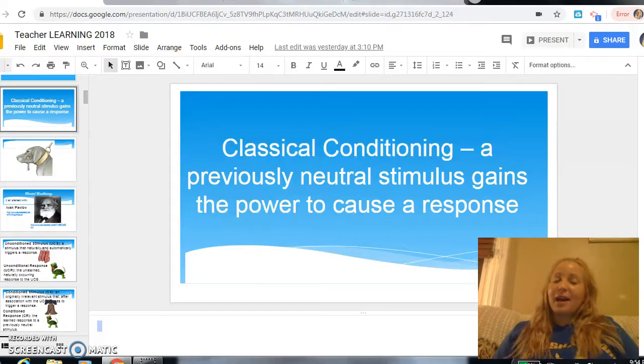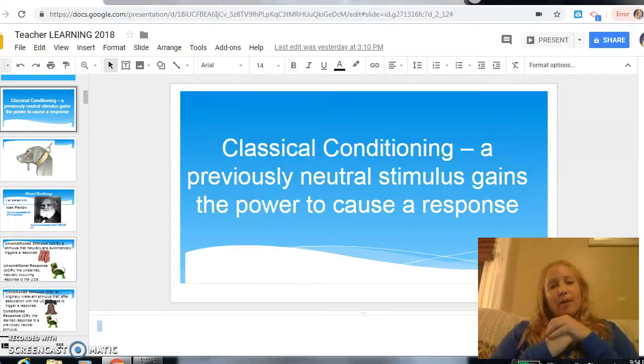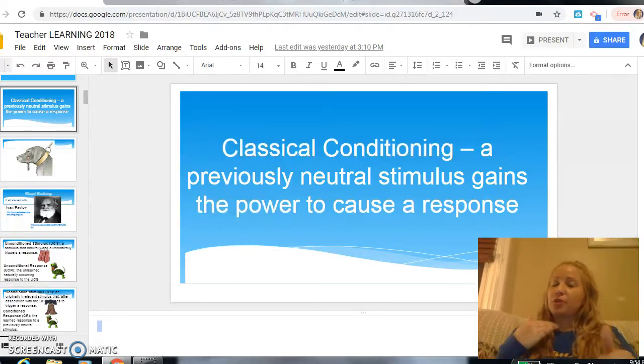This is going to be a recording just about classical conditioning. Then I'll do 2 more, one about operant conditioning and punishment versus reinforcement, and the schedules of reinforcement.